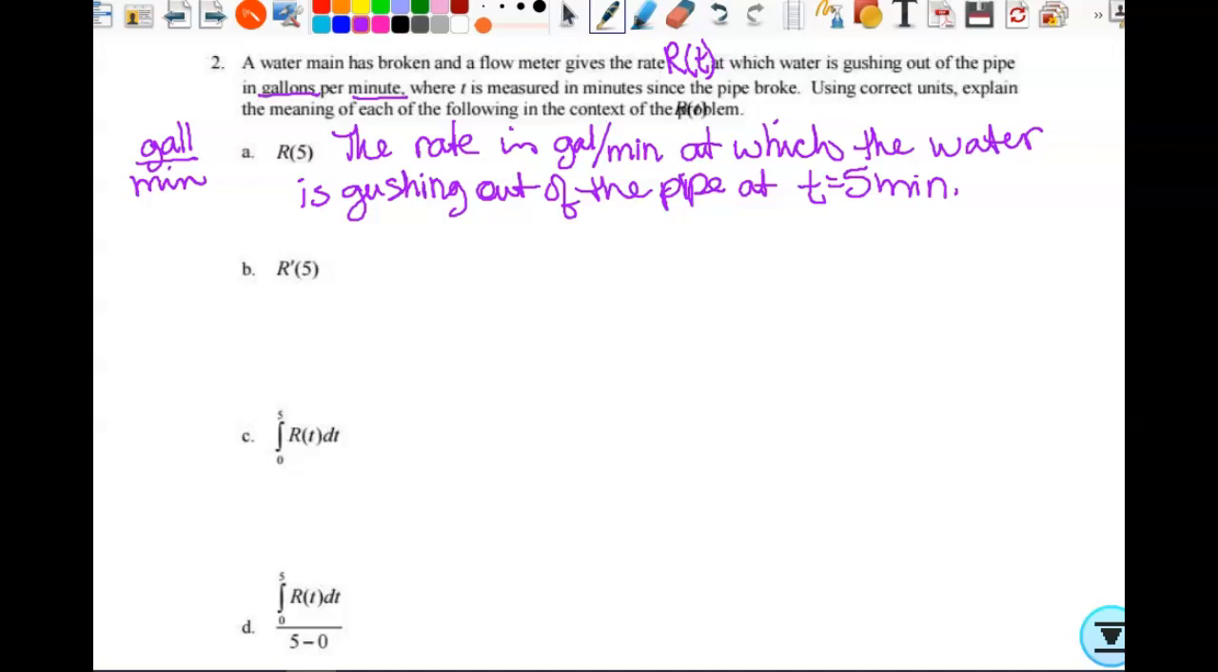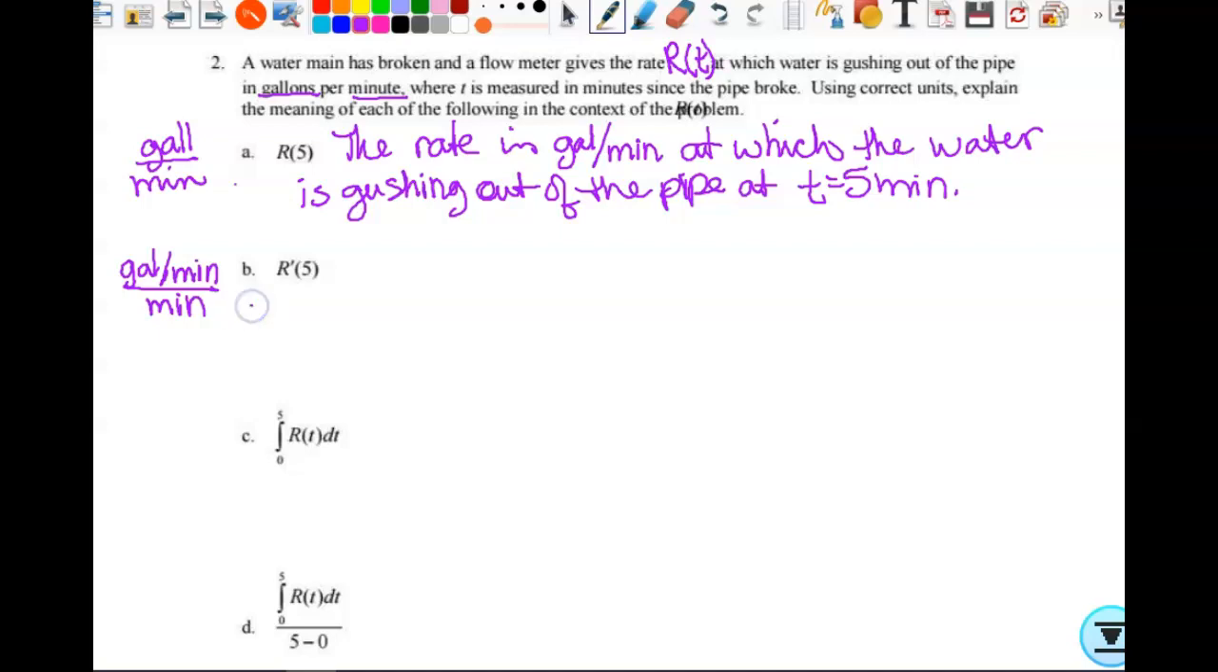All right, so if this is R prime, this is going to be gallons per minute, then what? Per minute, or minute squared, either way. Gallons per minute, or gallons per minute squared. Both of those things are totally fine. We have the gallons per minute, and then we're taking the derivative. That's why it's gallons per minute per minute. So this is the rate at which what's happening.